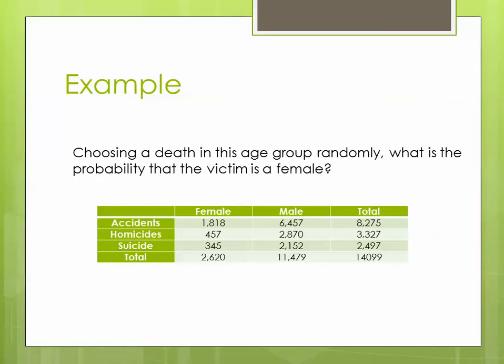Okay, this is the last example. Choosing a death in this age group randomly, what is the probability that the victim is a female? Okay, so we're talking 3 different kinds of death. The number of female victims is 2,620. And the total number of victims is 14,099.